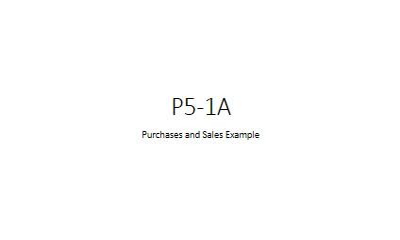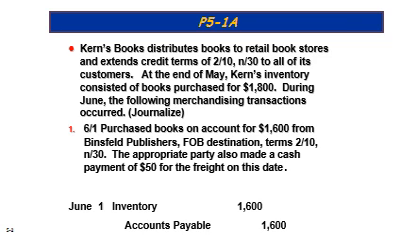This is a recording of problem 5-1A, so it's a long example that has some purchases and some sales on it. In this example, we're talking about Kearns Books. Kearns Books distributes books to retail bookstores, so this means it sells them. When it sells them, it gives credit terms of 2/10 net 30 to all its customers. These are transactions during June.